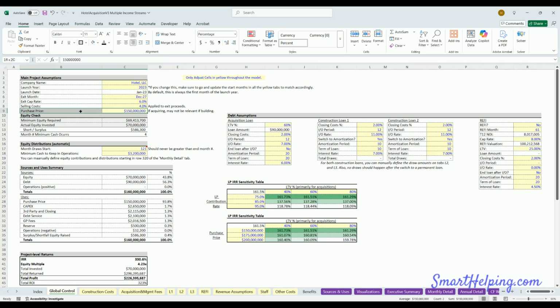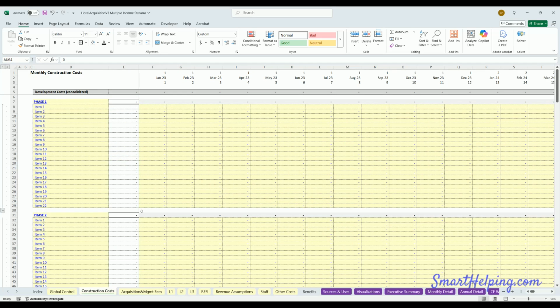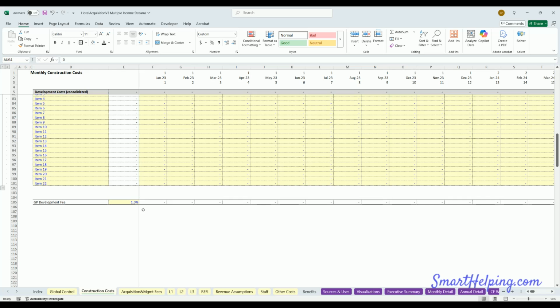Purchase price is what you're going to buy if you are purchasing. Now, this doesn't have to be an acquisition. It could be completely new construction. In that case, you can zero this out, and then you'll put assumptions for your construction costs on the construction cost tab.